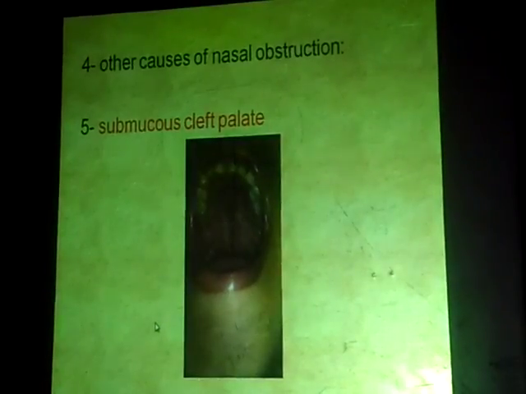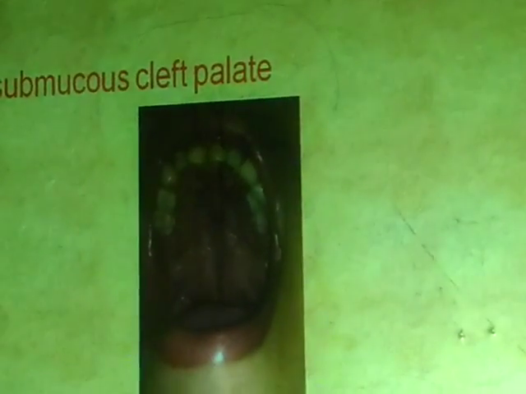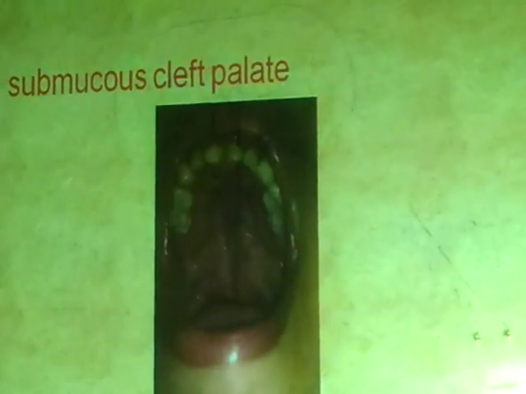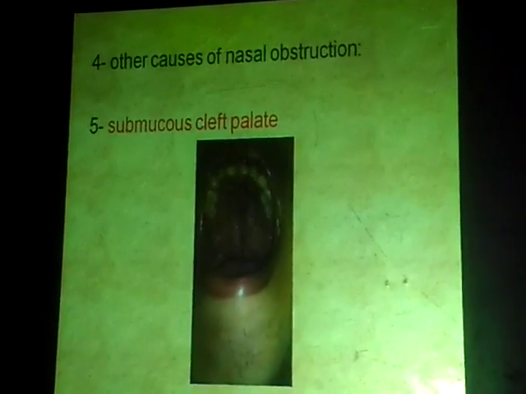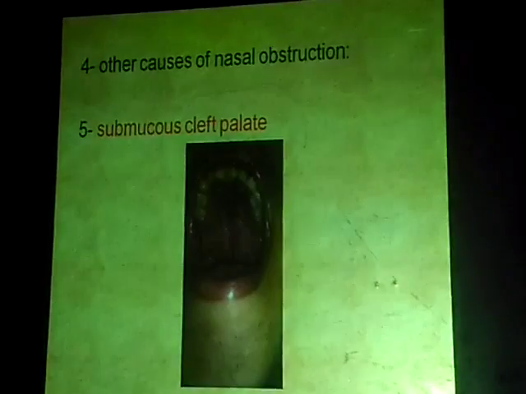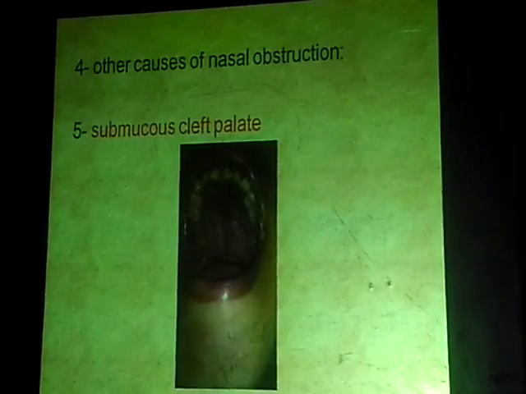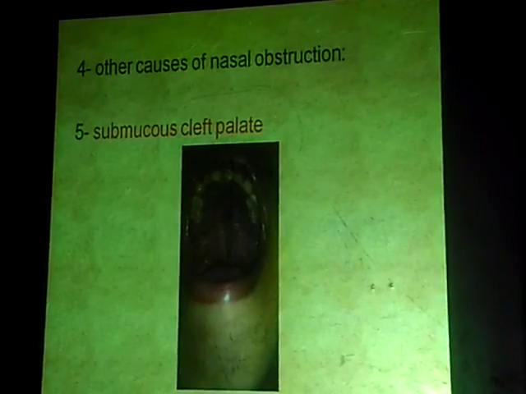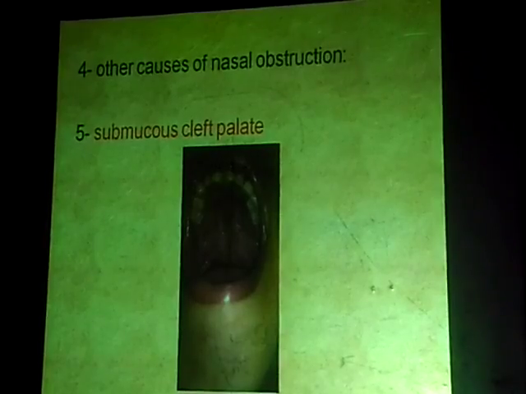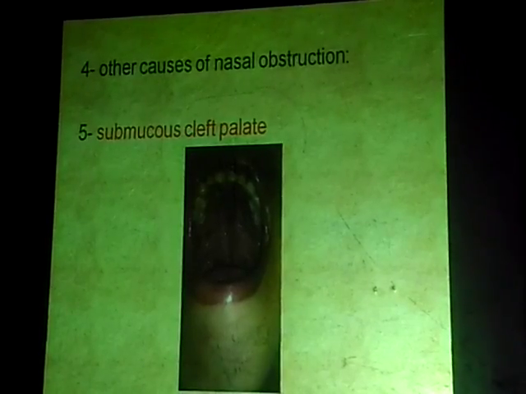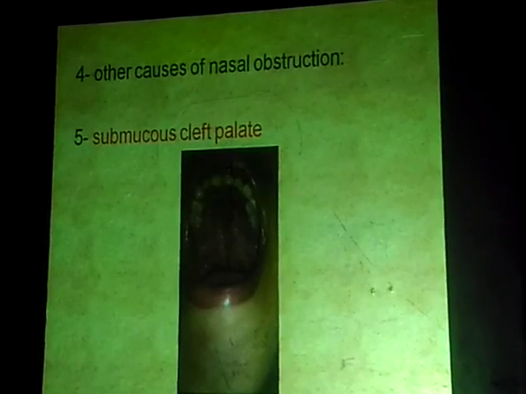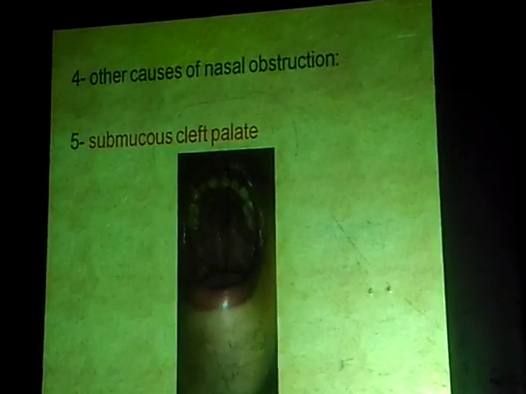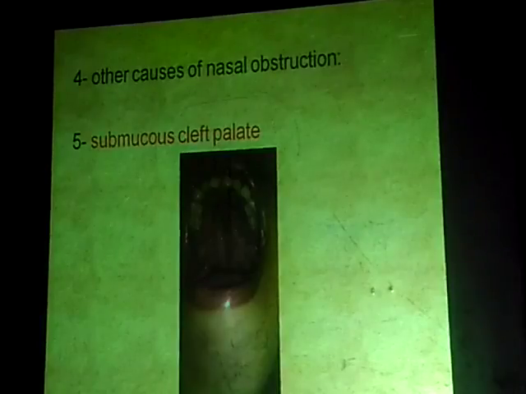Also, you should always consider other causes of nasal obstruction. Sometimes it's not only the adenoid, or actually it's not the adenoid which is causing the obstruction. Hypertrophy of the inferior turbinates can be found in children. You should consider hypertrophy of the inferior turbinate. And this is one of the values of doing endoscopy for the child. You will know if the nasal obstruction is because of the enlargement of the inferior turbinate, or because of the adenoids.